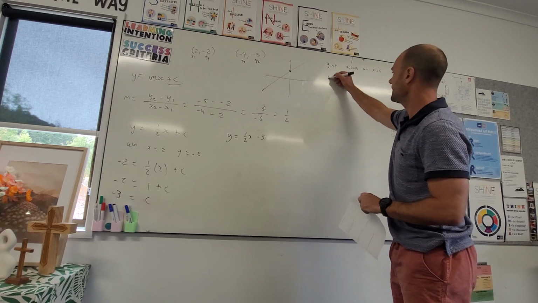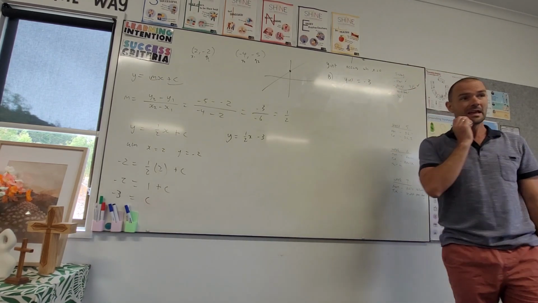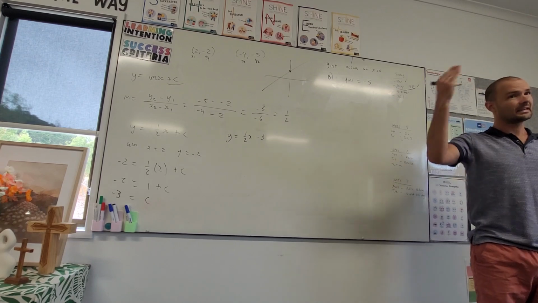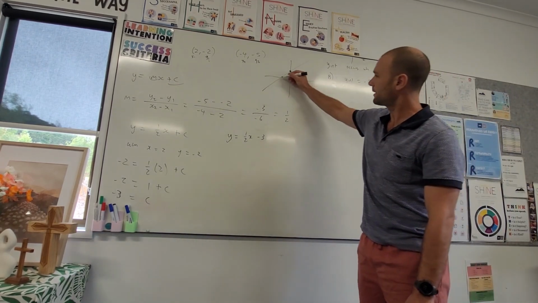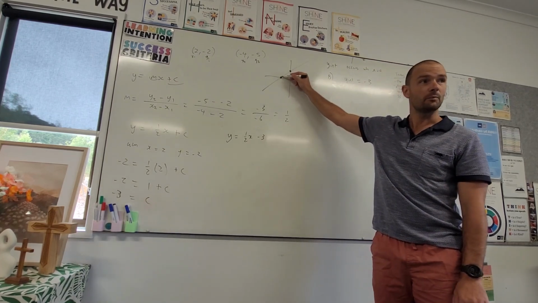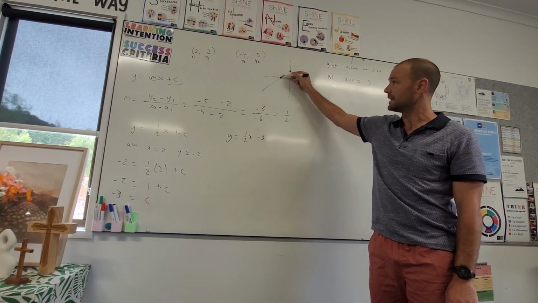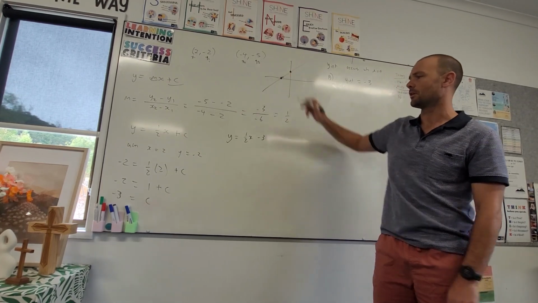So let's answer part B. The y-intercept is -3. Next we need the x-intercept, and this is a little bit trickier to solve. That's where it crosses the x-axis. And what do we notice here? We notice that the y value is 0. At this point, the y value is 0.